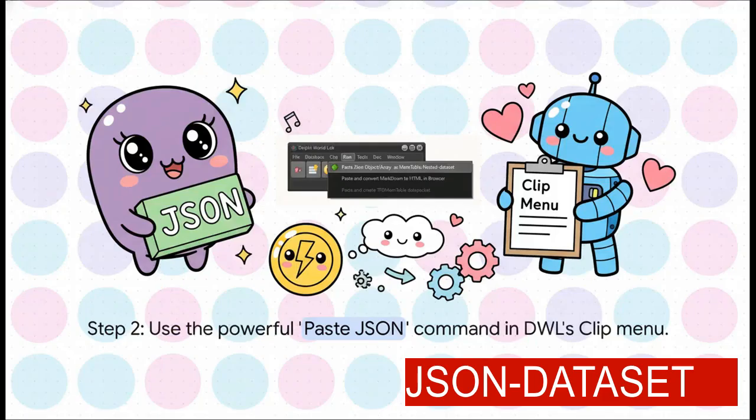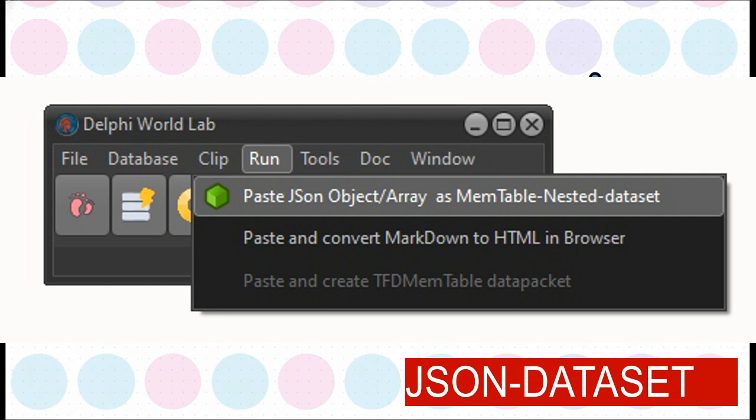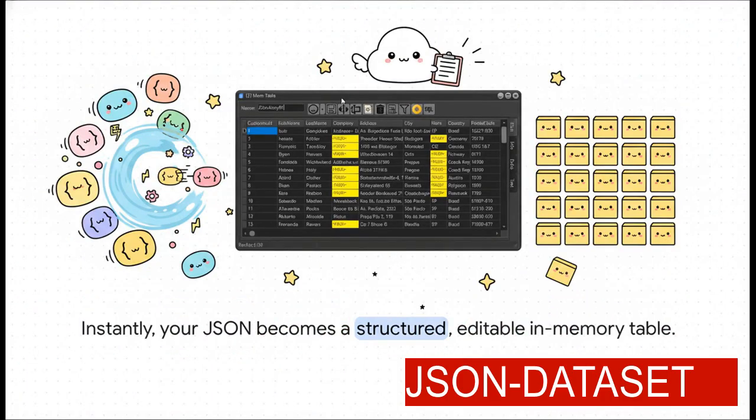Next, you just pop over to Delphi World Lab, you go up to the Clip menu, and you select this one. Incredibly powerful command. Paste JSON object/array as memtable nested dataset. Now, I know, that is a bit of a mouthful, but all it really means is turn whatever's on my clipboard into a smart table that totally understands nested data. And bam! Just like that, it's done.